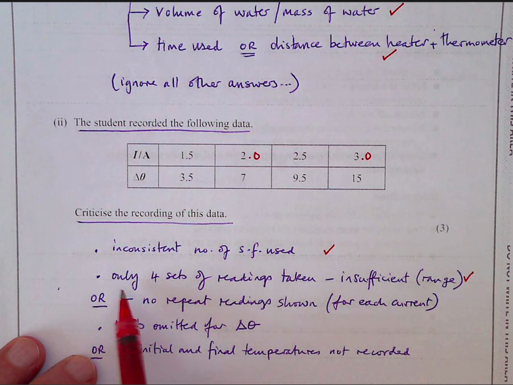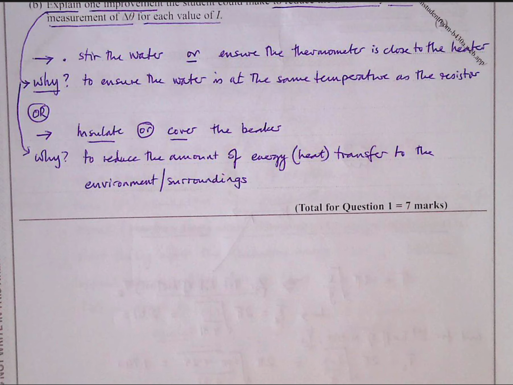Or you could say that the student should have shown the initial and the final temperatures in their table of data, so not recorded. So this would be an either-or situation, and same as this. So there's a variety of ways of getting 3 marks. Okay, so these are just basic skills that you need for practicals.